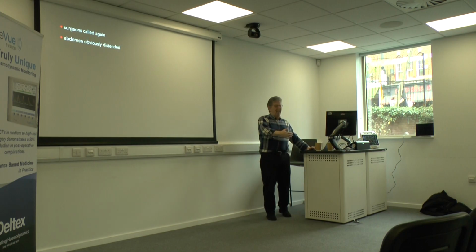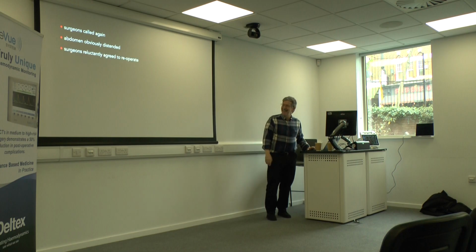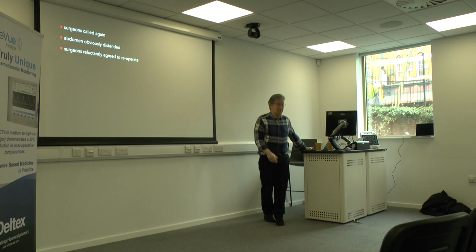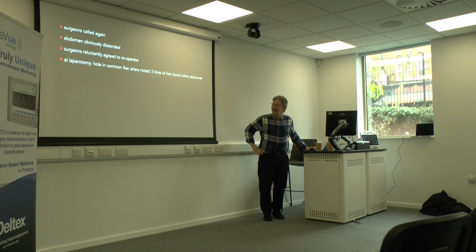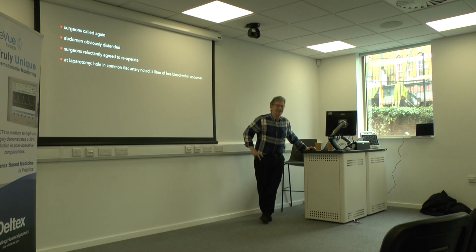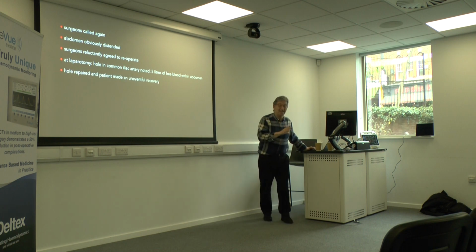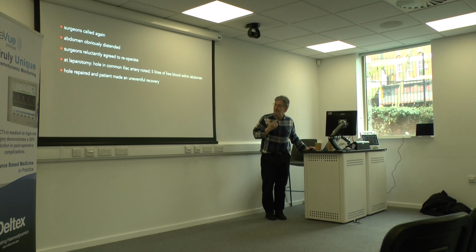And his abdomen was obviously really distended and big. And actually, I really had to twist an arm to get him to agree to take him back. And they found a hole in the common iliac, and there were 5 litres of blood swishing around his abdomen. And they repaired the hole, and he made an uneventful recovery, which is good news.